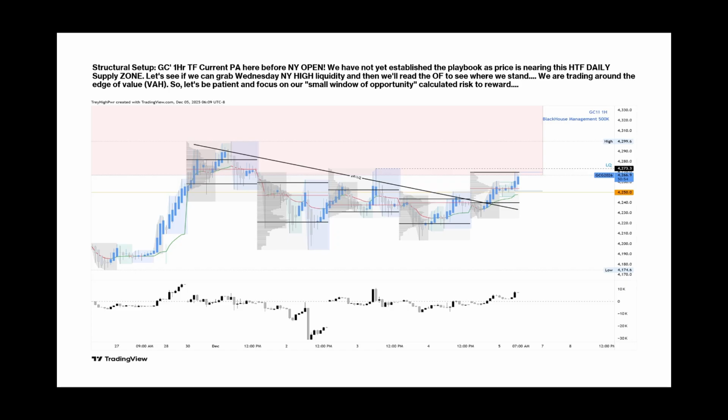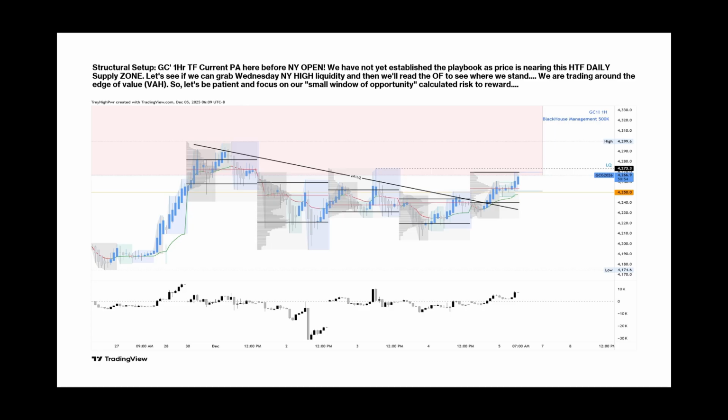So the structural setup. Now GC here on the 1 hour time frame. This was our morning's breakdown of what we were looking at once we got to our computer. As you can see, this took place at 6:09 a.m. It was created by me, Trey High Power. Everybody knows who TradingView is. This is what I gave to our private Discord this morning.